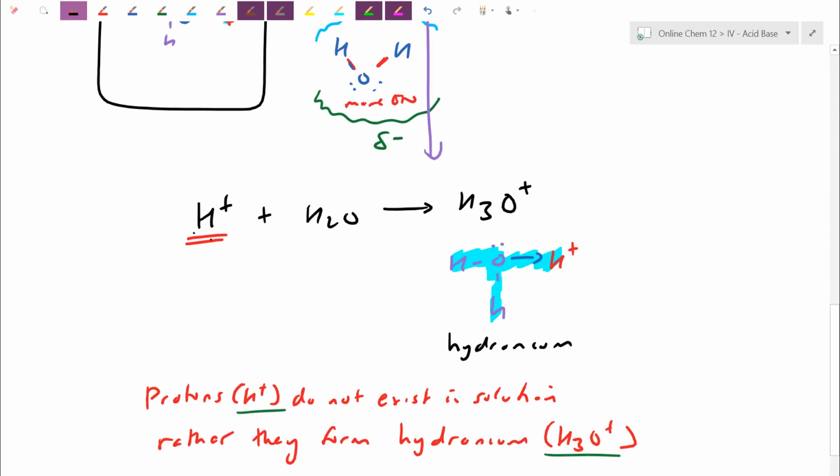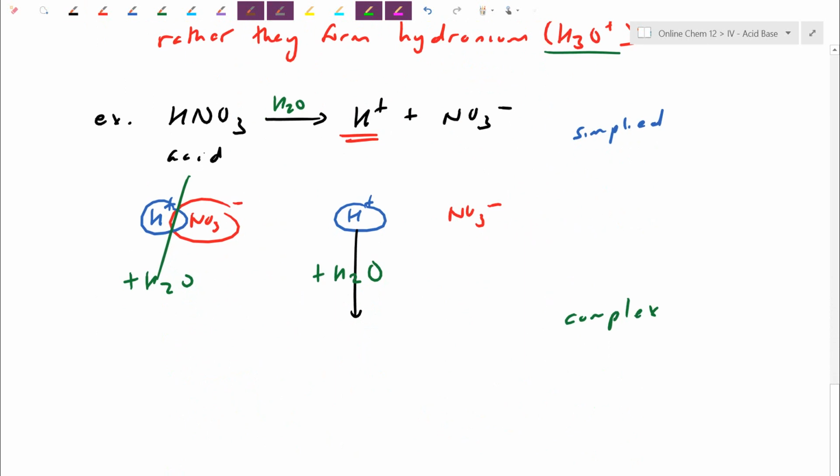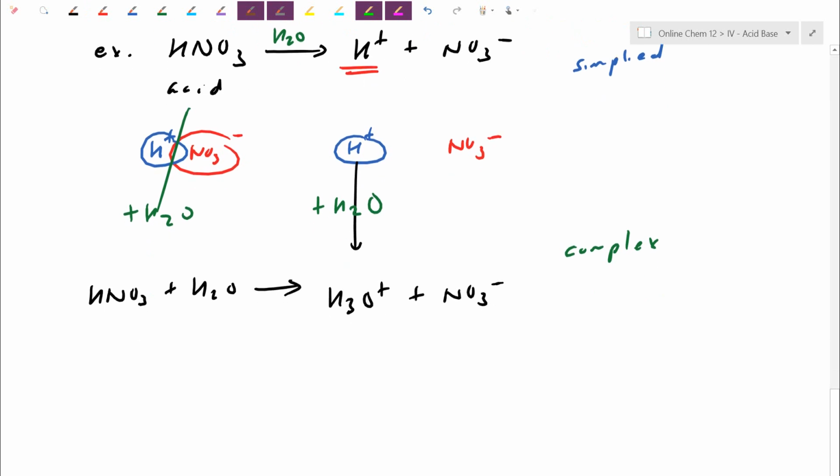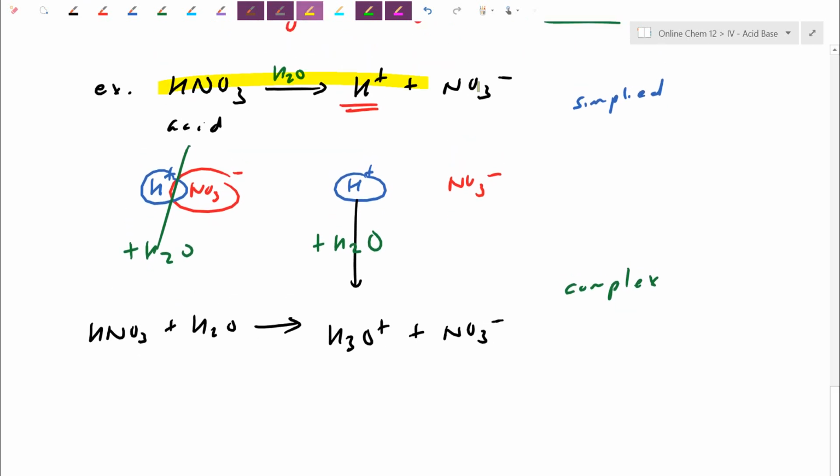They're going to complex to end up forming hydronium. So instead of writing it as just H+, I can actually write it as H3O+ and nitrate. On the other side here is just going to be HNO3 and water. Right? So I want you to just see that both of these equations are actually identical. This is somewhat simplified. It basically just says, this nitric acid just breaks up.